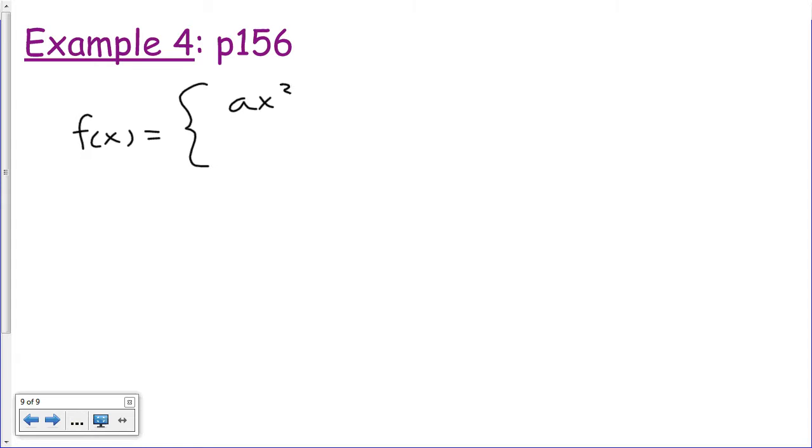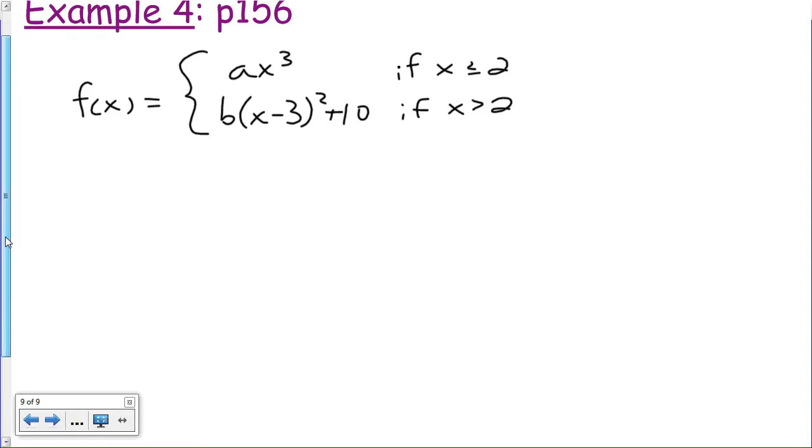It's ax cubed, and that's if x is less than or equal to 2. And it's b times (x minus 3) squared plus 10, and that's if x is greater than 2. So there's our function. Now it doesn't matter which one of these two we tackle first. Again, I've got to deal with both the derivative as well as continuity. I'm going to deal with the continuity part of this first. But it really doesn't matter which one of the two you tackle first.